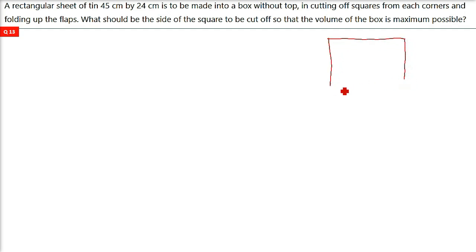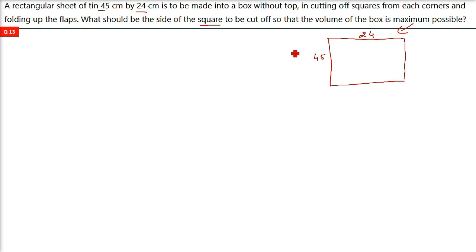Rectangle means the opposite sides must be equal. That is the shape. Now this is the rectangular sheet. One side is 45, the other side is 24. The question is what should be the side of the square to be cut off so that the volume of the box is maximum possible. Maximum and minimum we'll talk about in a bit.